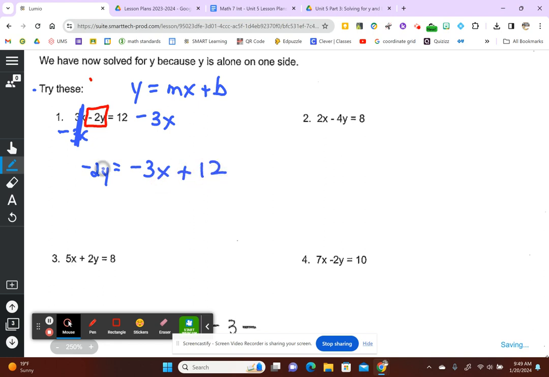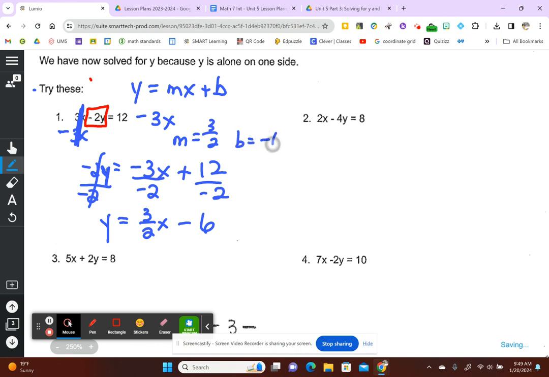So now I'm almost there, but I don't want to know what negative 2y is. I want just y. So I'm going to divide this by negative 2, and now I just have a y. But then I also have to divide this by negative 2 and this by negative 2. A negative over a negative is a positive, and this is minus 6. So now I know my slope is 3 over 2, and my y-intercept is negative 6, and I know how to graph this equation.